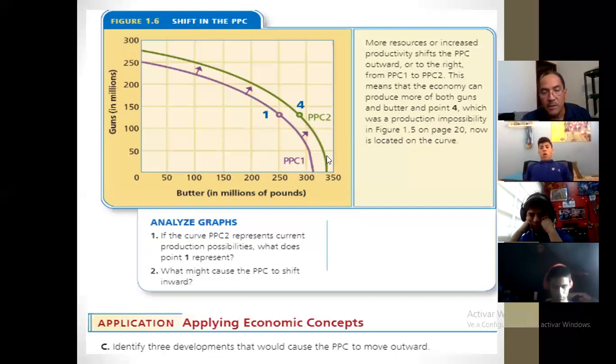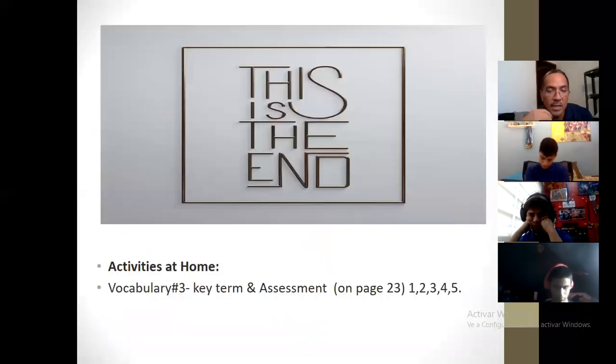Okay, guys, this is the information that I have for you for today. As I said, everything is already on the platform. You only have to print that document in order to do this assignment. Remember, vocabulary number 3 and the assessment that is in that PDF. You have to answer questions 1, 2, 3, and 4, and write them in your notebook.